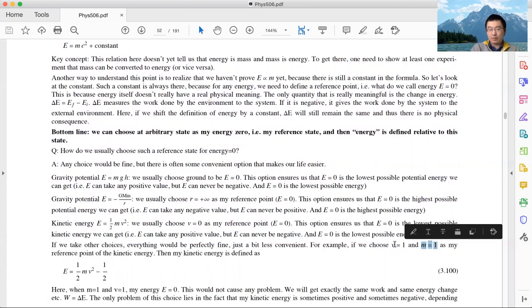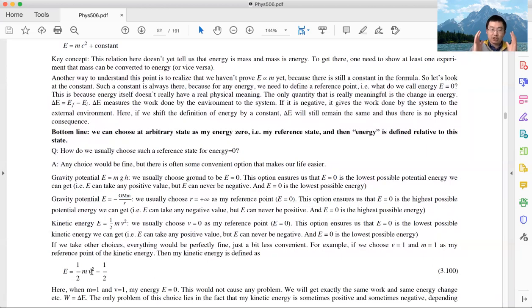If I choose this to be my zero energy state and the reference state, then the kinetic energy of a particle should be defined like this. I need to subtract 1/2 because that's where mass is 1, velocity is 1, and I get energy 0. I can choose the reference point of energy in any arbitrary state.